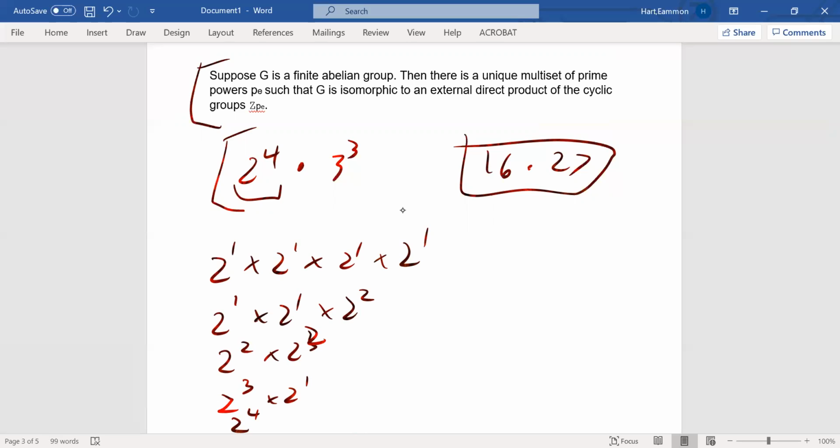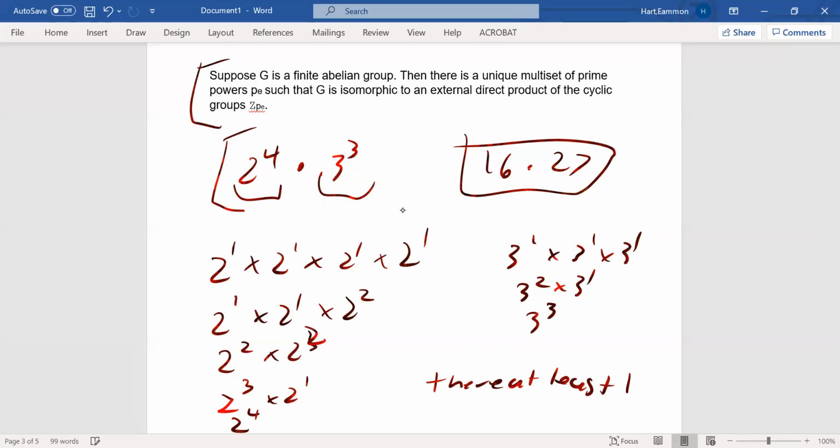And similarly to before, I can do 3 to the 1 cross 3 to the 1 cross 3 to the 1, 3 to the 2 cross 3 to the 1. I can do 3 to the 3. So there's 3 different ways for me to partition this guy, and there's 5 ways for me to partition this guy. And then I can just mix and match them. Any way that I mix and match them is going to give me a distinct G. So that tells me there are at least 15 by mixing and matching.